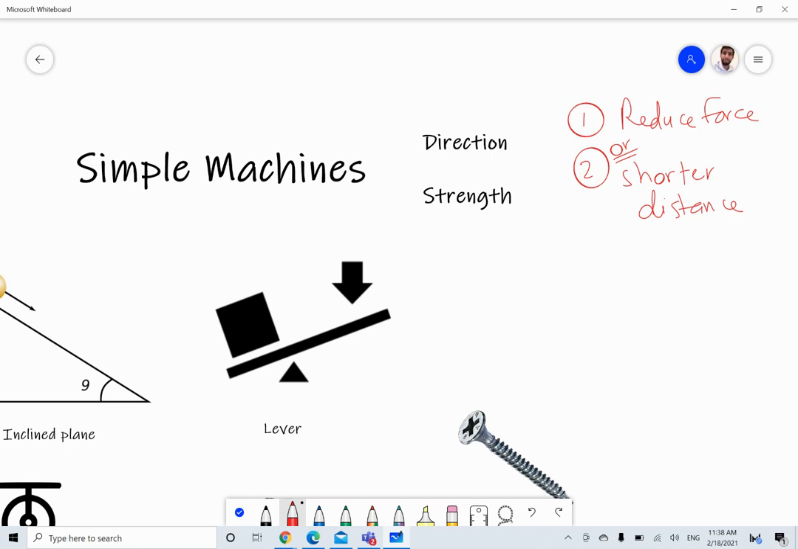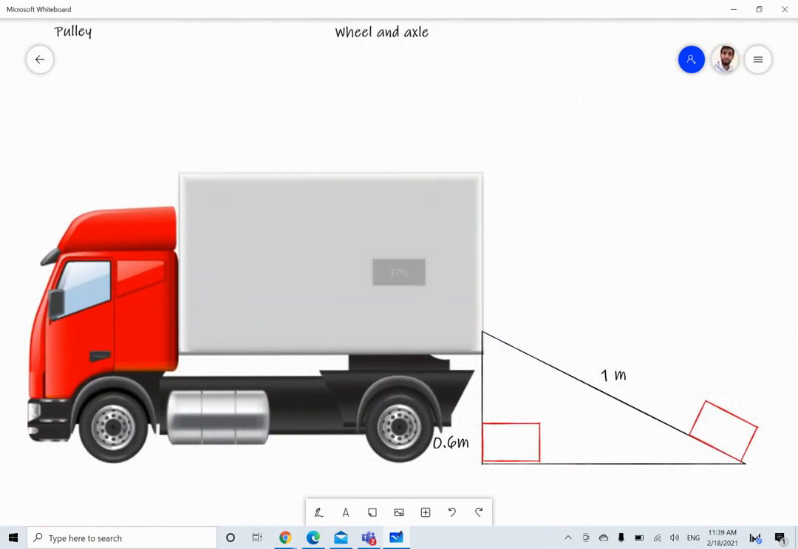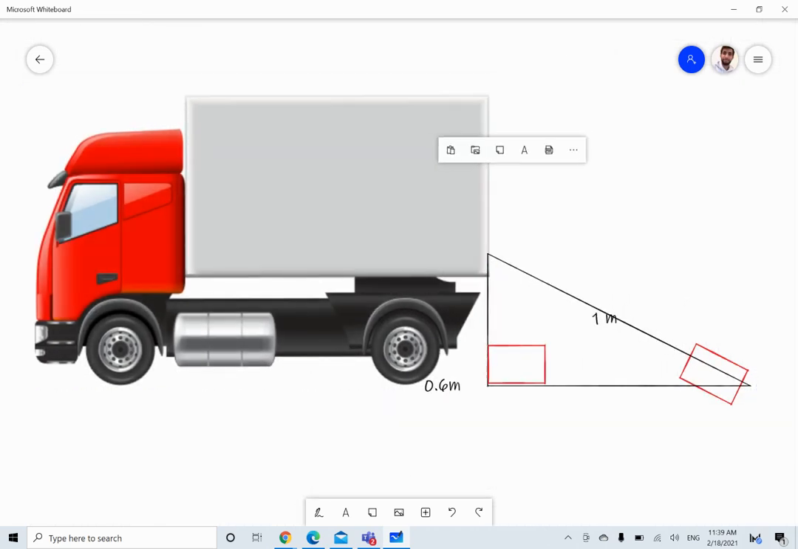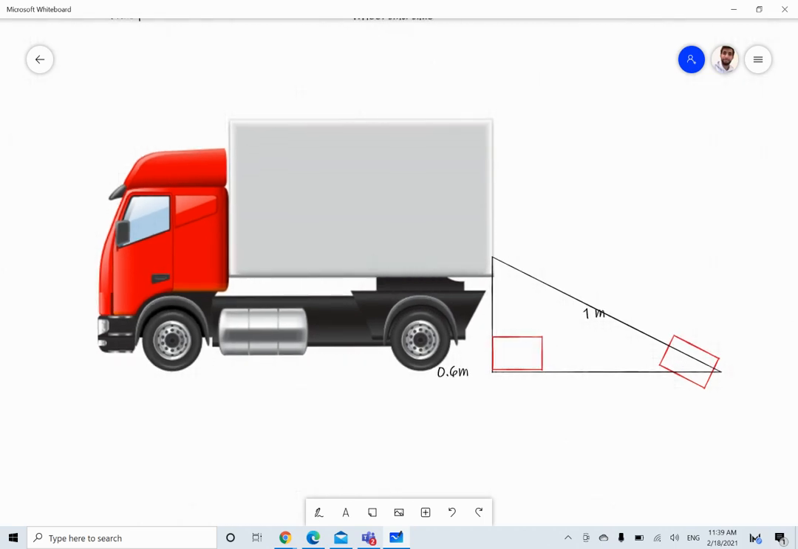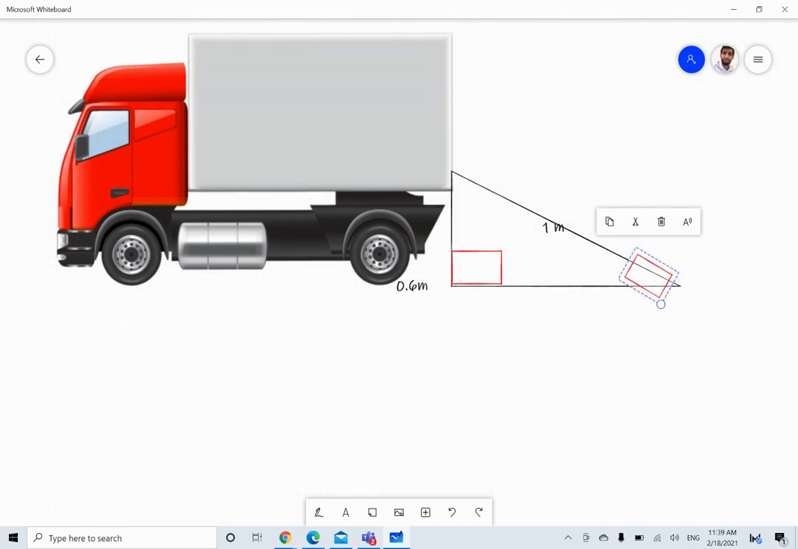However, we need to know that the machine will not change the amount of work you need to do. So the machine will not change the amount of work you need to do. Let me give you an example. So here we have the following inclined plane, which is a type of simple machine. I'm just trying to drag this box to fit.